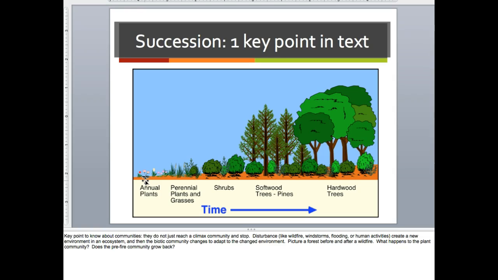At any point in that process, you can have a disturbance that changes the community and sets it back to a previous point in that succession. So it's kind of a circular process more so than a linear process. You want to make sure everybody understands that disturbance is really the factor that changes that process and makes it reset itself, and it can happen again and again and again in any community or ecosystem.